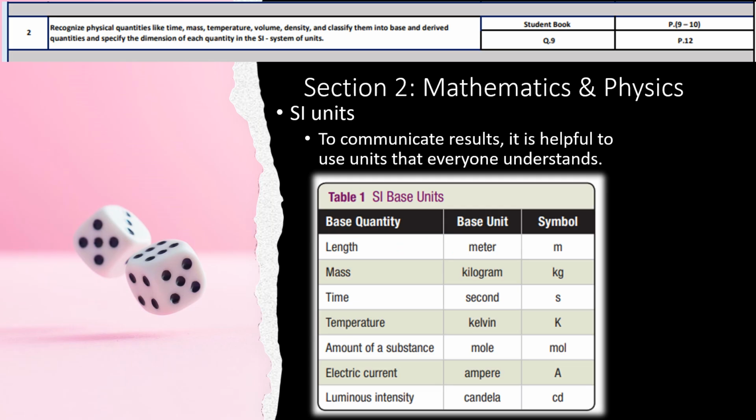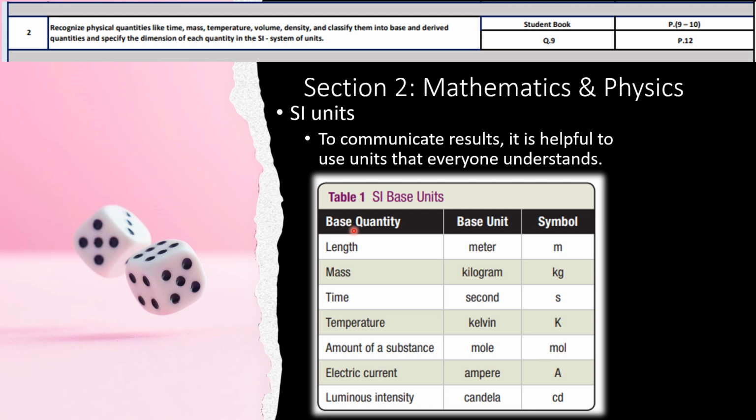We continue with the second point, now talking about recognized physical quantities like time, mass, temperature. In the book you see different quantities and their units, and most importantly their symbols. Length, the unit is meter. Mass, kilogram, kg. Time, seconds. Temperature, Kelvin. This is a summary of the main units used in physics. We have to know these units.